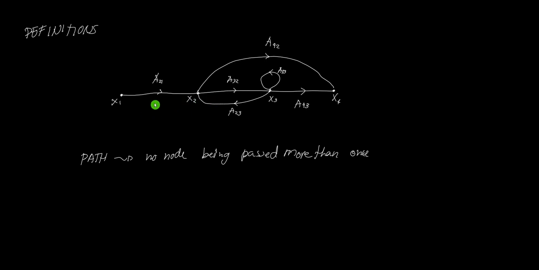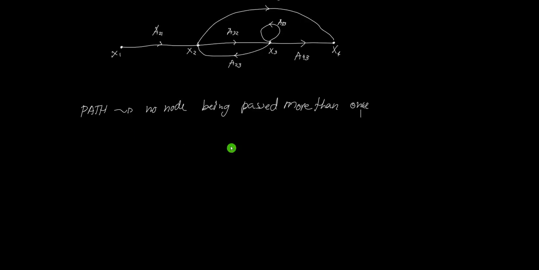We have multiple paths here. For example, x1 to x2 to x3 to x4. That's considered a path. Another one is x1, x2, then you move through to x4. That's another path. We can also consider x2 to x3, then you go back to x2. That's still a path. We can also consider x1 to x2 and directly moving to x4. So those are paths.